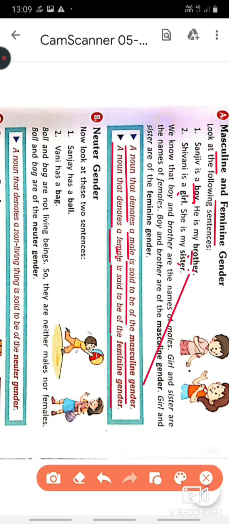Now comes the third one, neuter gender. Come to the box. A noun that denotes a non-living thing. Please make a box around this. A non-living thing is said to be a neuter gender. Let's take the example above. Sanjay has a ball. Here ball is a noun, that is a name of an object. Vani has a bag. Bag is a non-living thing and it is a noun. So both these words, ball and bag, will be in the category of neuter gender.